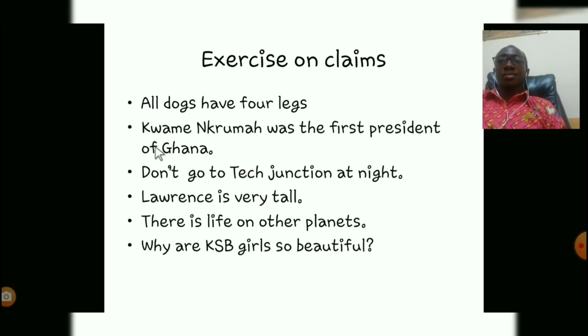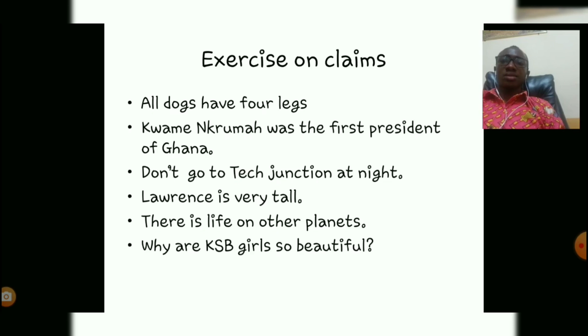The second statement. Kwame Nkrumah was the first president of Ghana. Yes, it's a claim which can be verified, and it's true. The third one, don't go to Tech Junction at night. It's not a claim, it's a command. If you remember, a command doesn't qualify to be a claim.